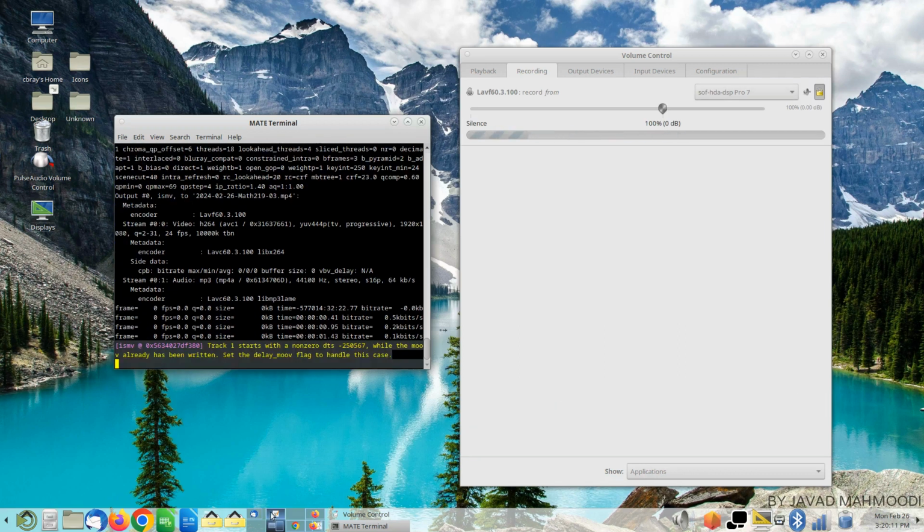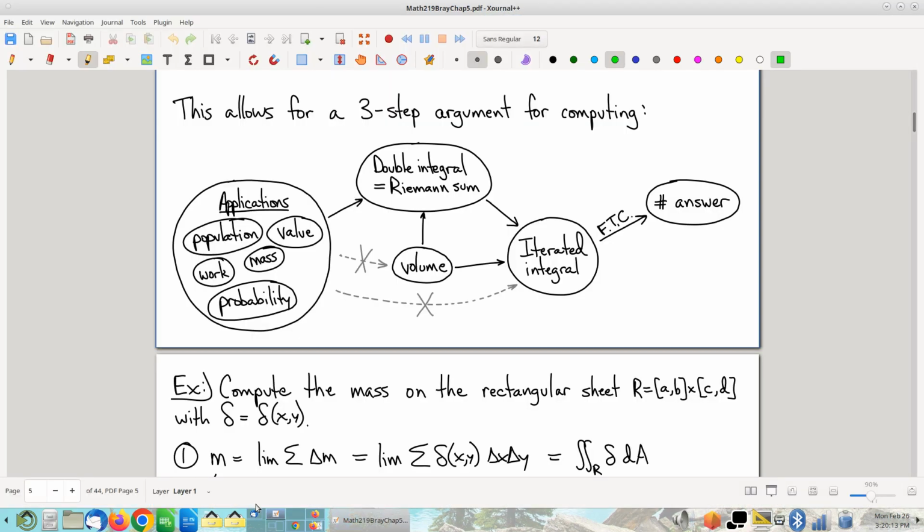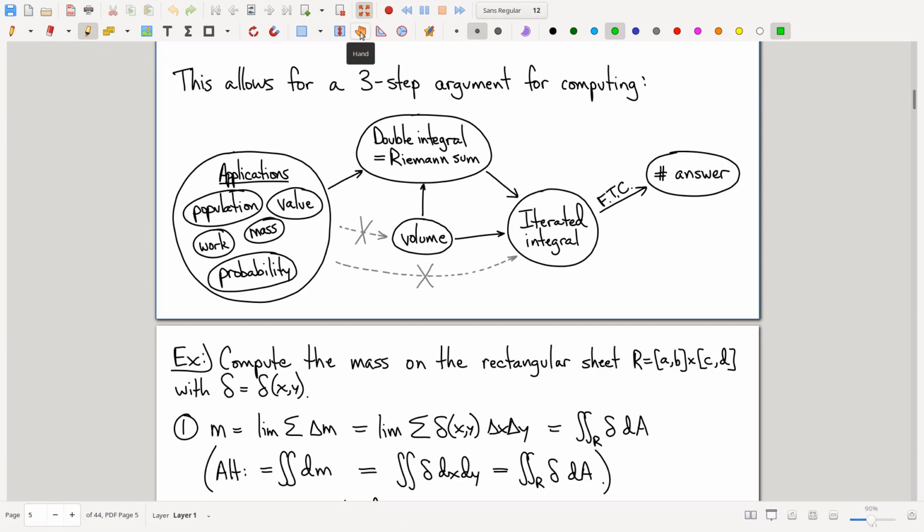Okay, so last time we were talking about how to use double integrals to solve problems, right? And it's a tricky bit because on the one hand we can connect applications directly to double integrals. That's really nice. That's why we need double integrals. You can't just take an application and start writing down iterated integrals. It doesn't make any sense.